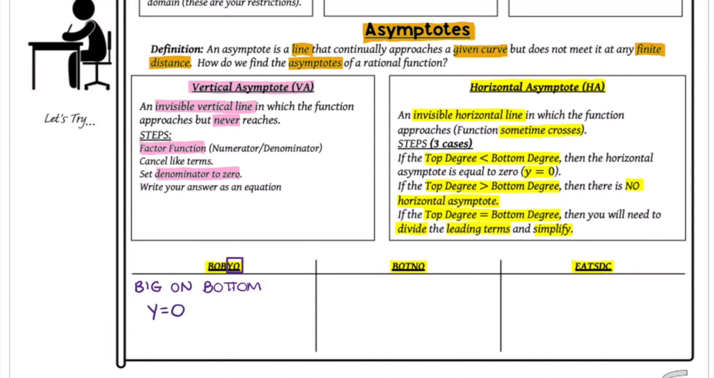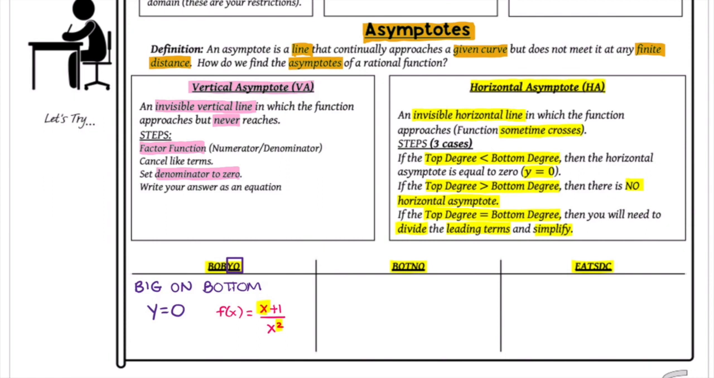So an example of this would be, let's say we have our function f of x equals, we have x plus 1 for my numerator, and my denominator would be x squared. So here what we're focusing on is the exponent of the x value. So the exponent is larger in the bottom, which means that y equals 0 would be your horizontal asymptote.